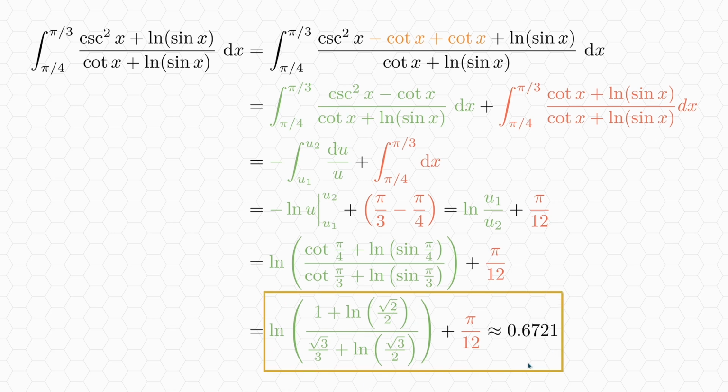So the key trick here is that we just add and subtract the cotangent x. And we got this idea by looking at the derivative of cotangent x plus ln of sine x.